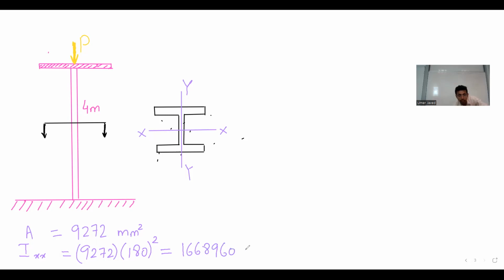Okay, so I will write mm to the power 4, and of course, for reasons that I cannot explain right now, I will remove this. Is 180 the distance? Sorry? The 180 millimeter.